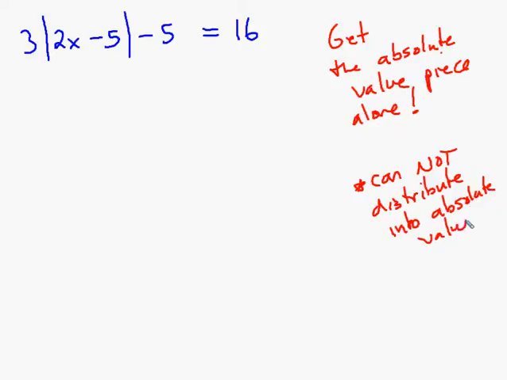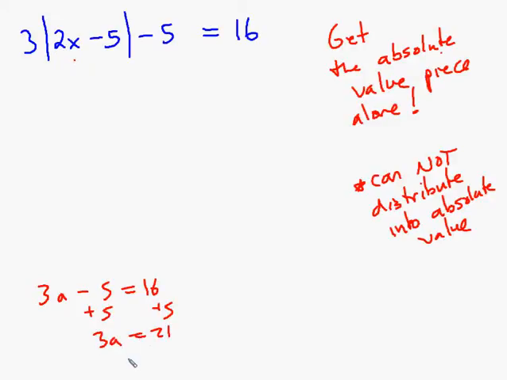But that's okay because we are going to have a way to get rid of this absolute value stuff. So the first step is to get the absolute value piece alone. So I'm basically going to treat this like, look down here, I'm using A to mean absolute value. How do we solve for A? First we'd add 5.